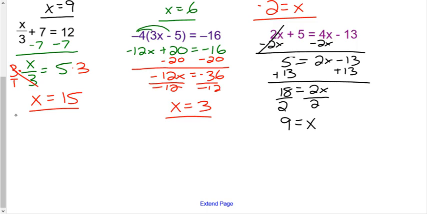You could have subtracted the 4x, you could have subtracted the 5, you could have added the 13. You could do anything first. I just always recommend moving the smaller variable term first.